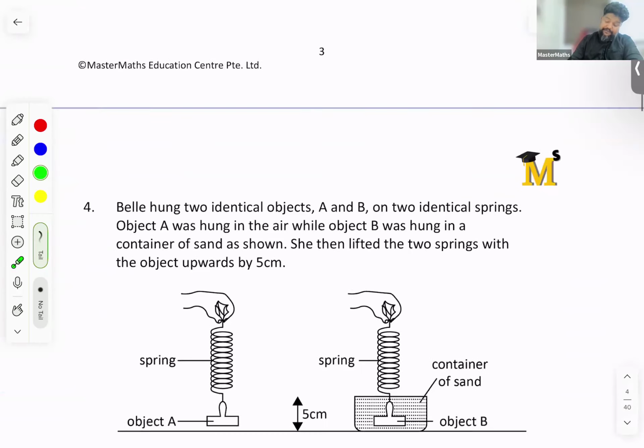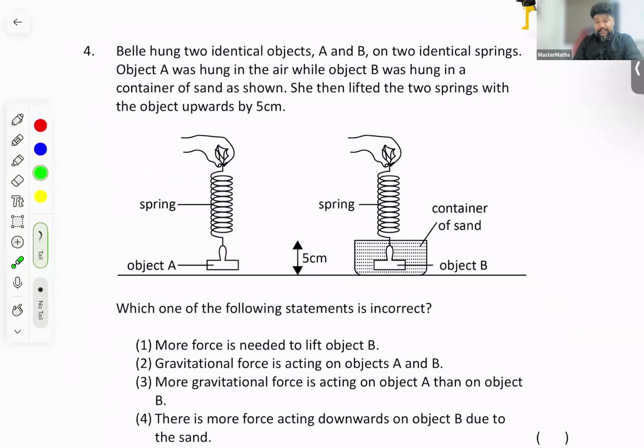Okay, question number 4. Bell hung 2 identical objects. Santosh, your worksheet is with me. Santosh, camera's on.